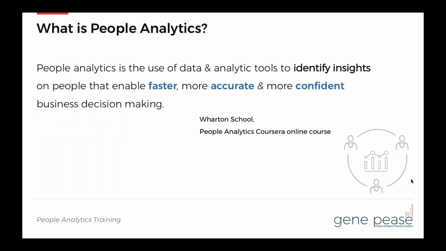So before we get started, let's talk a little bit about what people analytics is. And this is my favorite quote out of all those in the industry about the definition of people analytics. It's really using data and analytical tools to identify insights that we normally couldn't see and to help us make better and more accurate decisions. I don't really care what you call people analytics. It could be called human capital analytics, etc. It's really the work that's important versus what we call it.